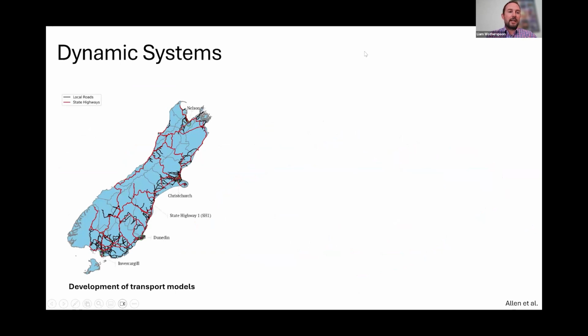Similarly, we can look at road systems, and we used research and natural hazards research to build transport models for the entire country in business as usual time, and then we used that to assess and explore disruptions to those transport systems, both the state highways and all the local roads in between, which are really important when we're thinking about the redundancy of that. If you just looked at the state highways, you miss some of the redundancy that the local roads can provide.